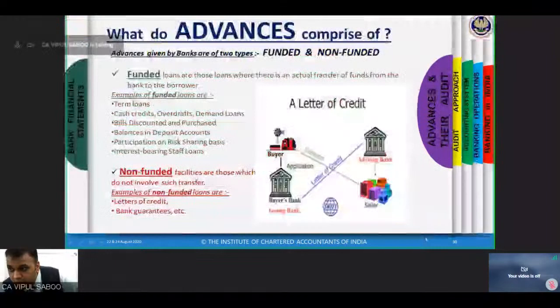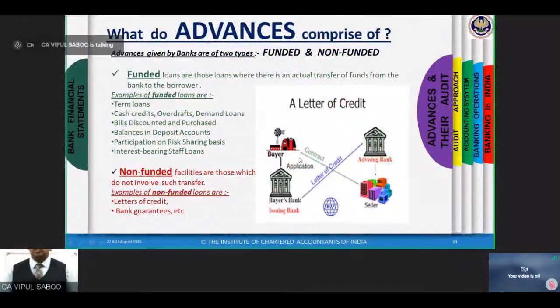Here we were. Funded: cash credits, overdraft, demand loans, bills discounted and purchased. Bills discounted and purchased, we know. We have written bills of exchange. We have bills receivable with us. We are in dire need of money. We go to the bank and ask the bank to please take this bill, and whatever its maturity date is, to go to that particular debtor and realize the money from him.